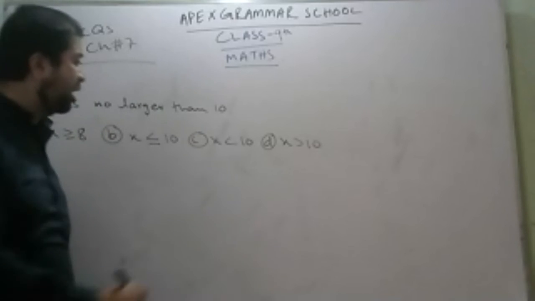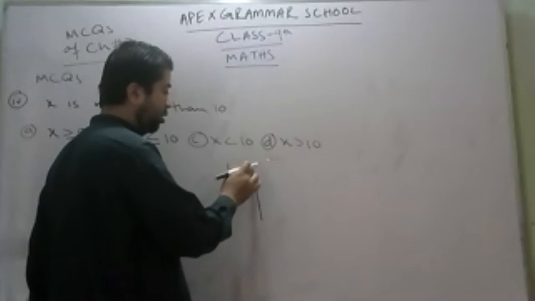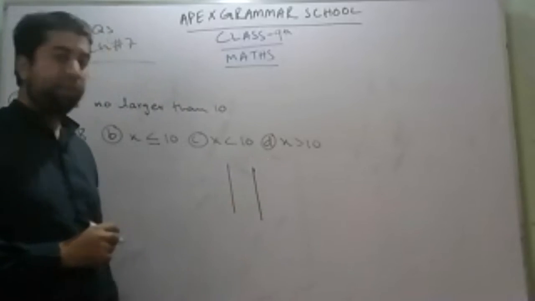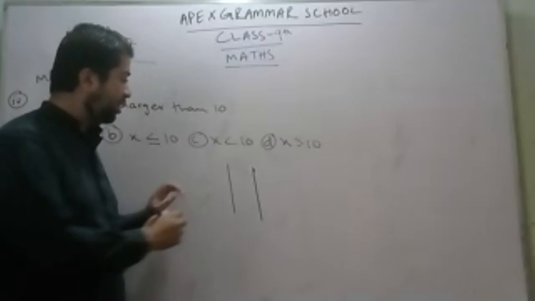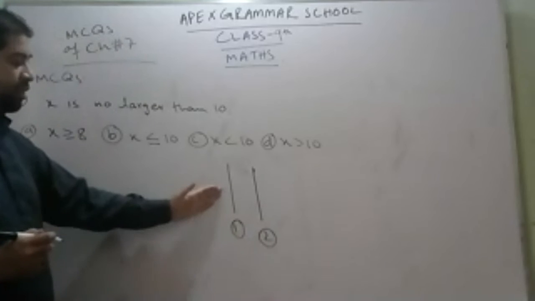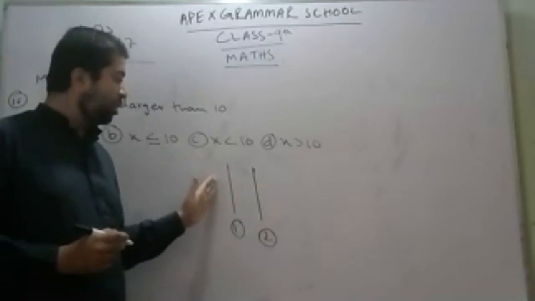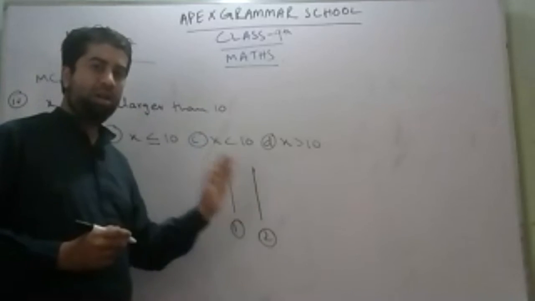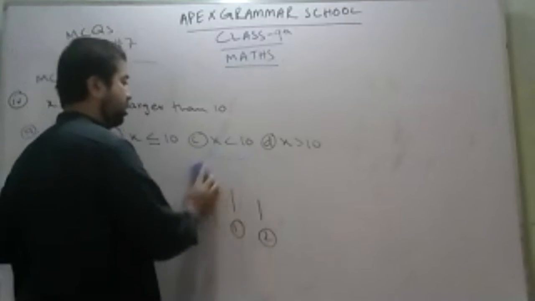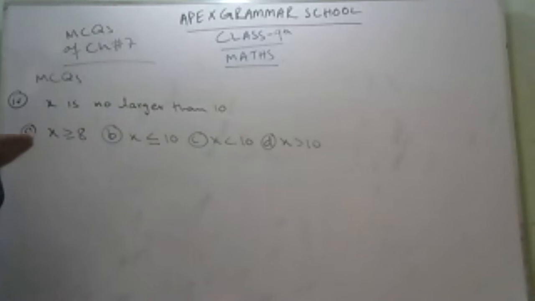If we are going to say that we have two boys' heights, this is boy number 1, this is boy number 2. We can say that this boy's height is no larger than boy 2's. That means no larger can be equal or can be less. Both meanings it has. So no larger means equal or less than.